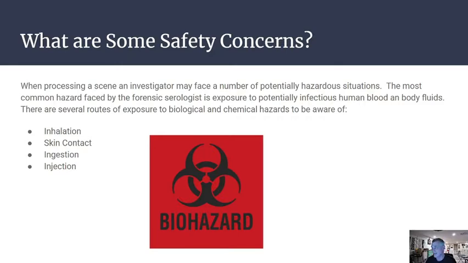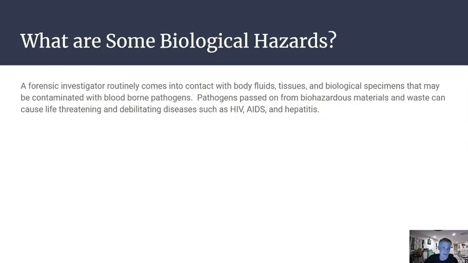So the main thing is PPE. Make sure you're using the proper protection for all of these types of scenes. So a forensic investigator routinely comes into contact with body fluids, tissues, and biological specimens that may be contaminated with these bloodborne pathogens. Pathogens passed from biohazardous materials and waste can cause life-threatening, debilitating diseases such as HIV, AIDS, and hepatitis. So you have to be aware of these.